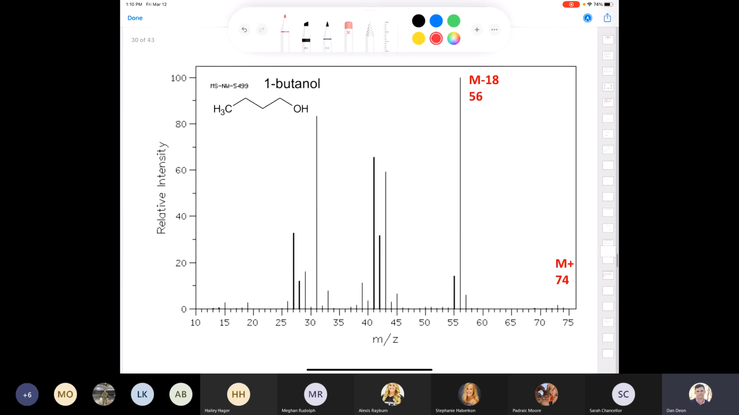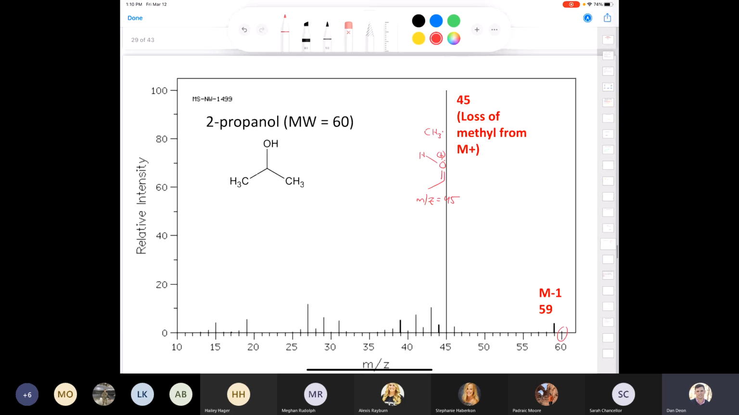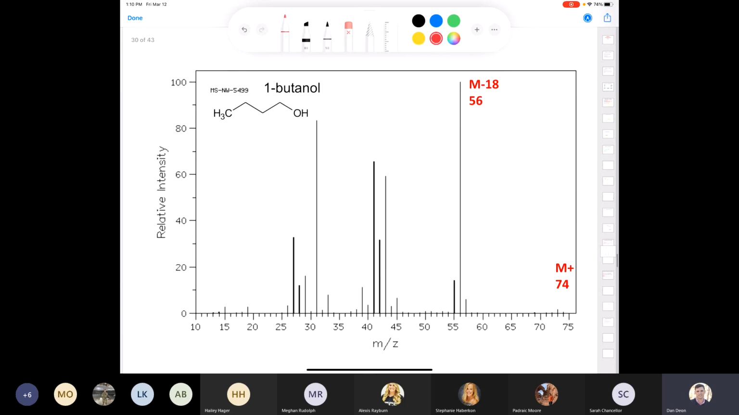What else here? We have a primary alcohol. So 2-propanol is a secondary alcohol. Here we have a nice primary alcohol. What do we see in the mass spectrum here? Look, we got M-18. What's that? You could say loss of H2O.